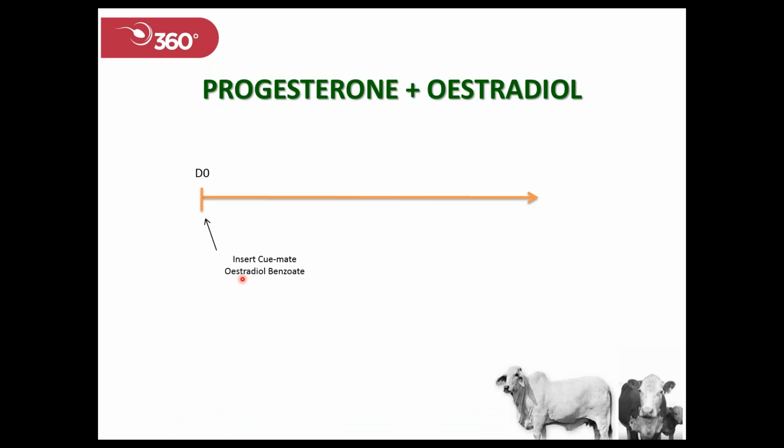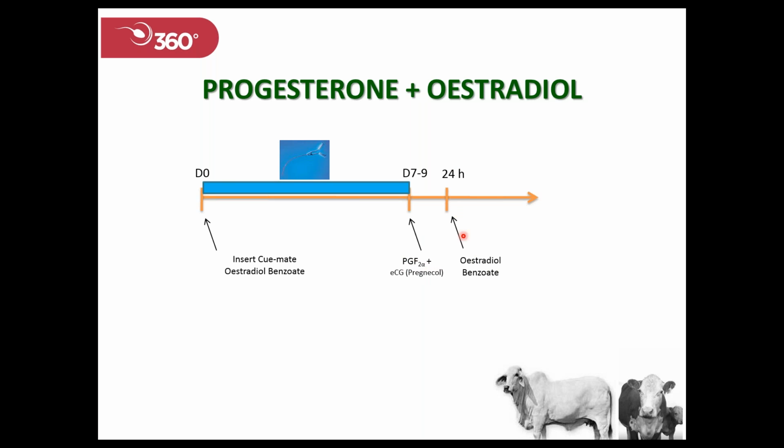So just stepping you through these programs, generally we insert the QMate and estradiol benzoate, and at day 8, or between day 7 and day 9, we have the option of removing the device. There's little difference in results between day 7 and 9. At this time, we use prostaglandin to remove any corpus luteums. 24 hours later, we use estradiol benzoate, and 54 hours after the removal of the progesterone device, we commence fixed time AI. I generally do not recommend AIing before 54 hours.